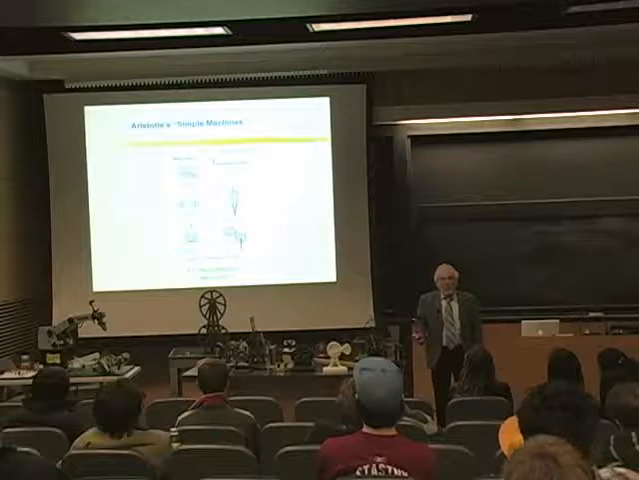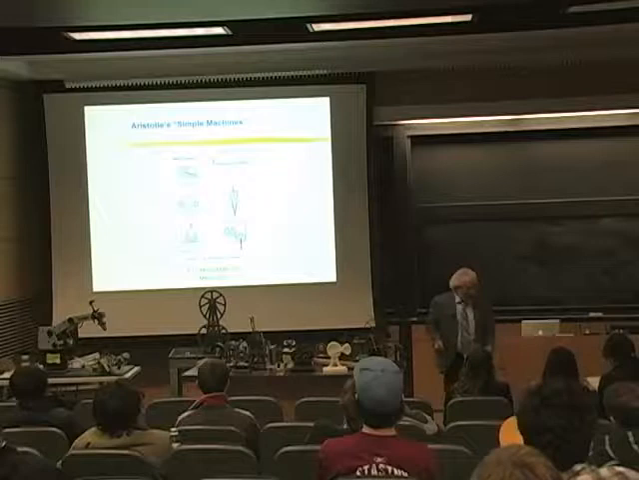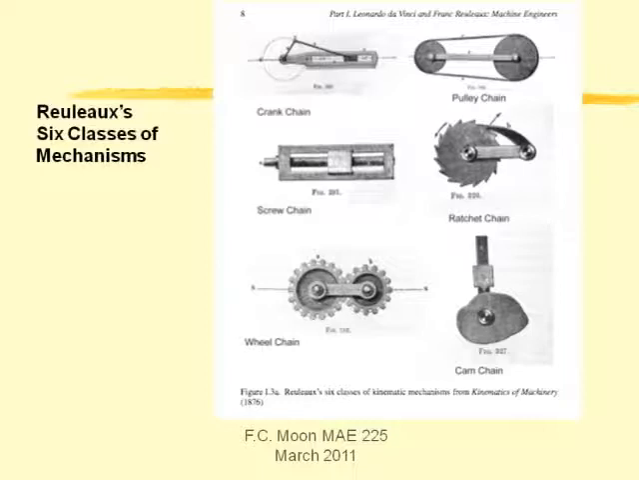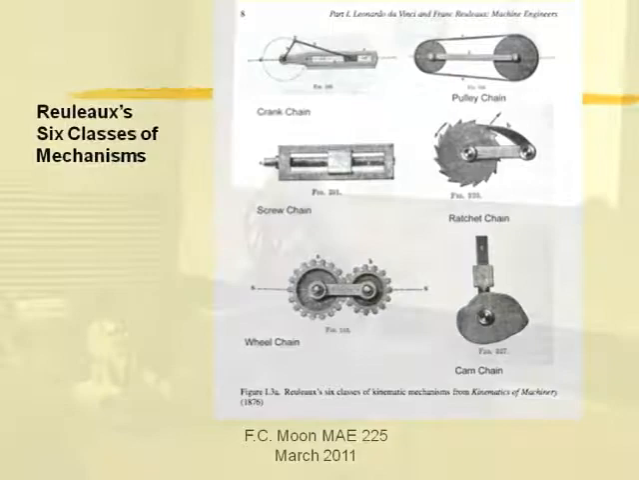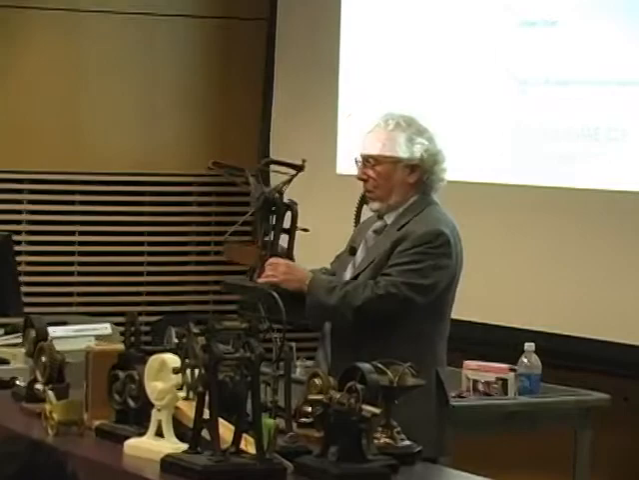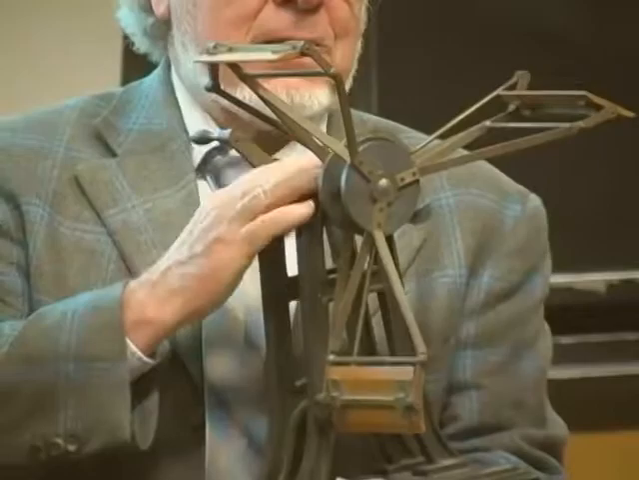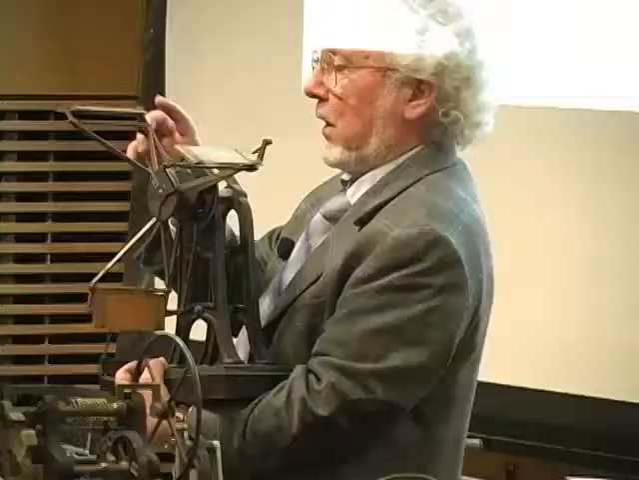And what Reuleaux did was define machines in terms of the motion that they change. And he had six classes of mechanisms. One is the crank chain, which, for example, this would be a crank. This is three crank chains here. This is three four-bar mechanisms here. And you can see that these paddles here turn. Look, they flip over and turn. So this can be deconstructed into three four-bar linkages.